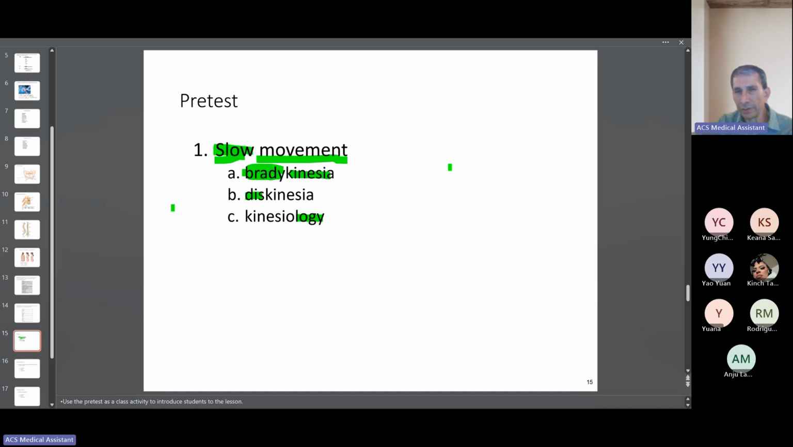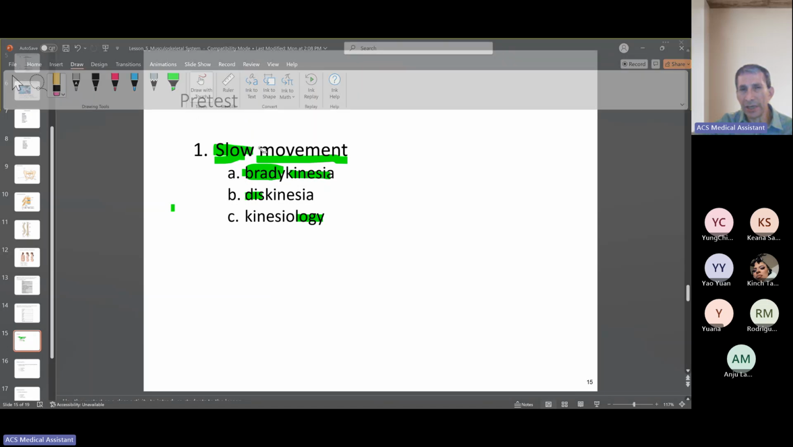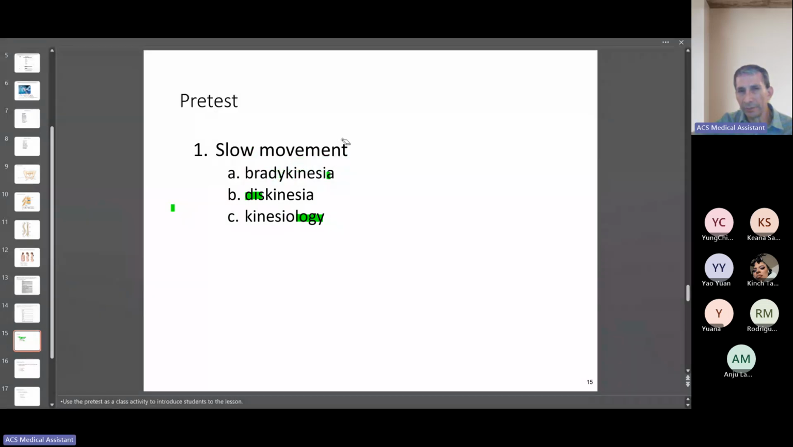So very important. Bradykinesia, slow movement, like patients with Parkinson's disease. They suffer bradykinesia because they are not able to move normally. They walk very slowly and they drag their feet on the floor. They don't lift the feet to give the next step just like normal people do. So bradykinesia will be the correct answer. Very well.